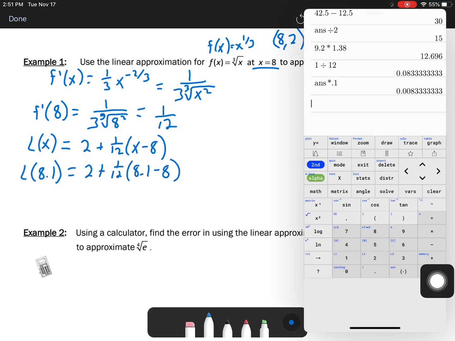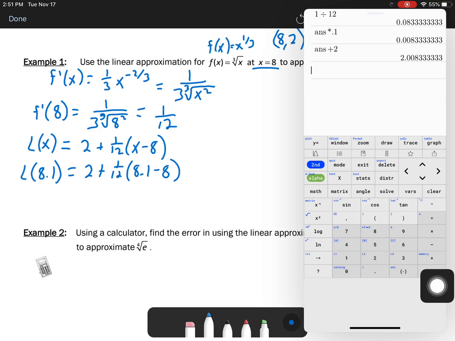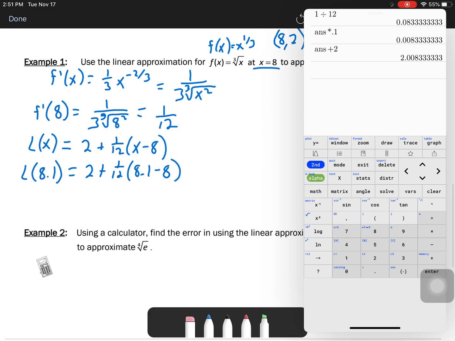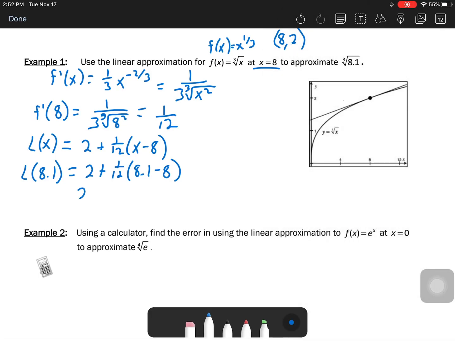So if I were going to do that, that's 1/12 here, and times 0.1, which is what I'll have right here, and then if I add 2 to that, obviously it'll be 2.083 repeating, right? So this turns out to be 2.083 repeating, okay? And that's my approximation for what they're asking me. They're using a linear approximation for that, right?